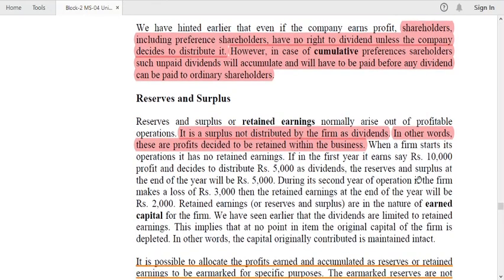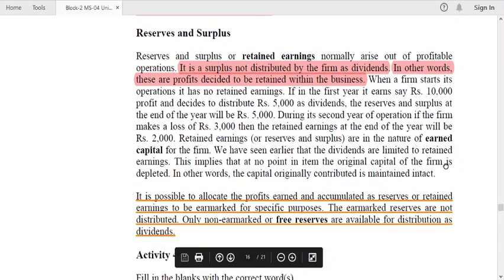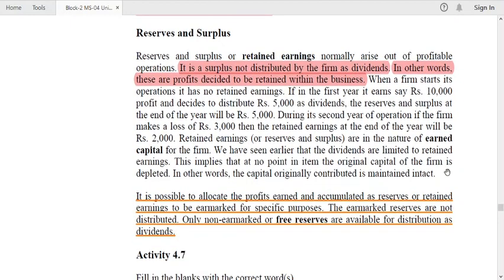Now reserves and surplus. It is a surplus not distributed by the firm as dividends. In other words, these are profits decided to be retained within the business. When the company decides not to give dividend and puts the profits back into the business for expansion or growth or investment in further projects, they are called retained earnings or surpluses.